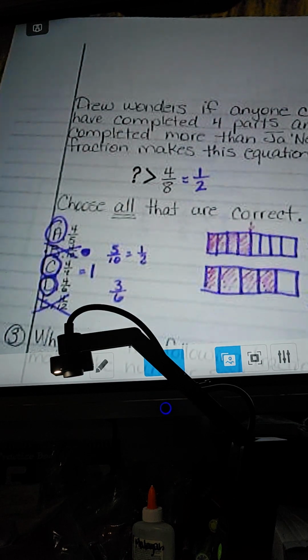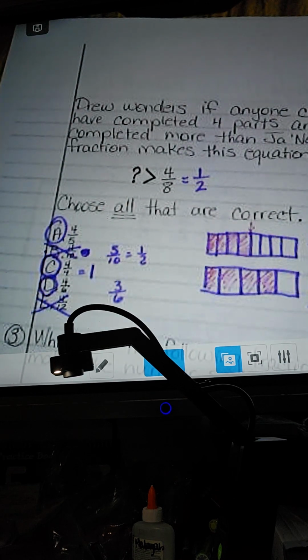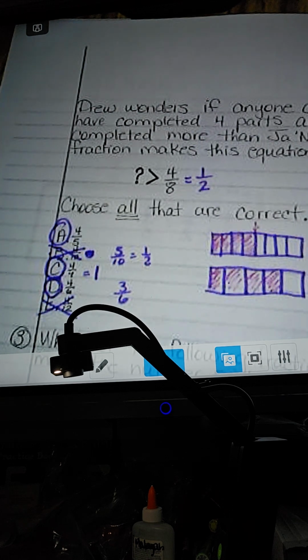All right. Number 3. Well, before I move on, any questions for number 2? Number 2 is a pretty long question, so make sure y'all read it very carefully. All right, number 3, which of the following fractions will make the number sentence true? So what fraction is greater than 3/4?